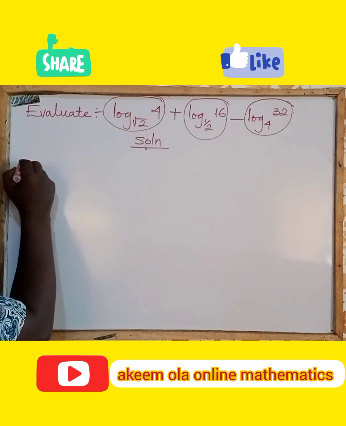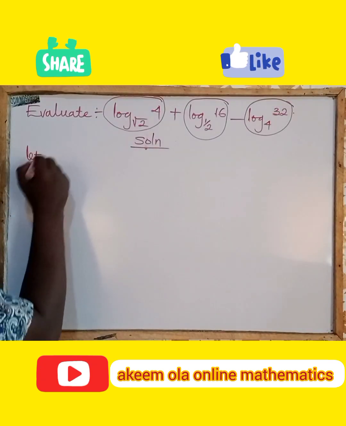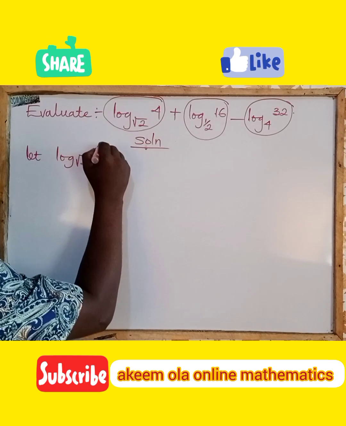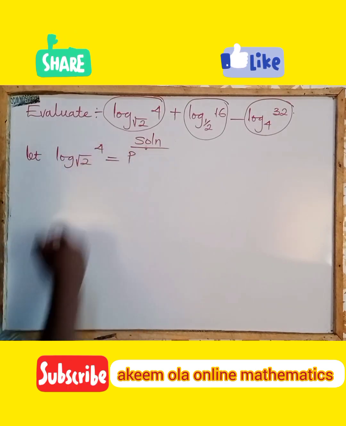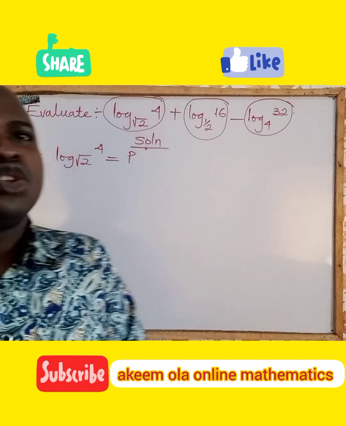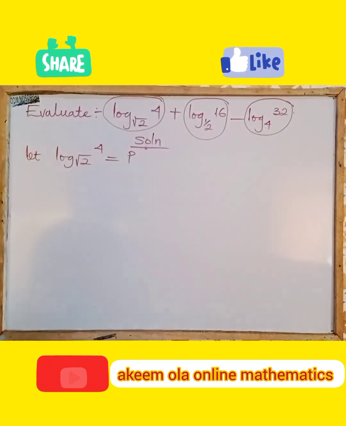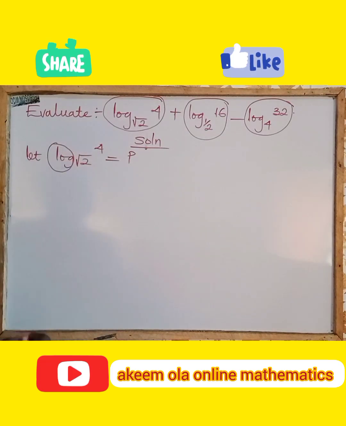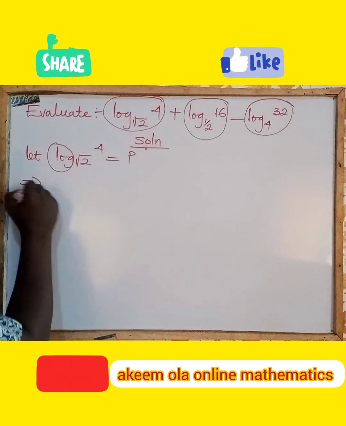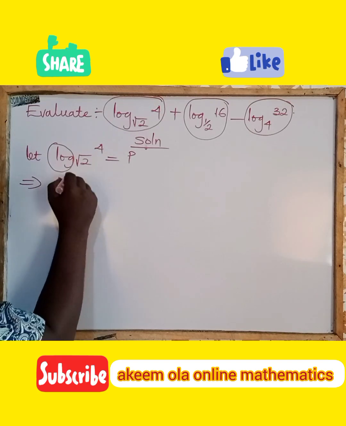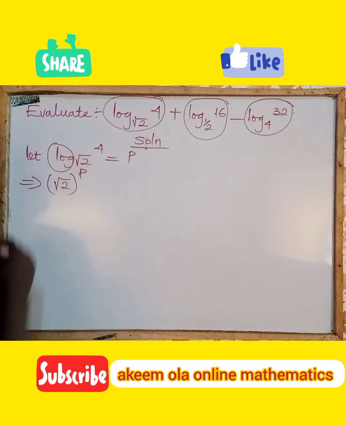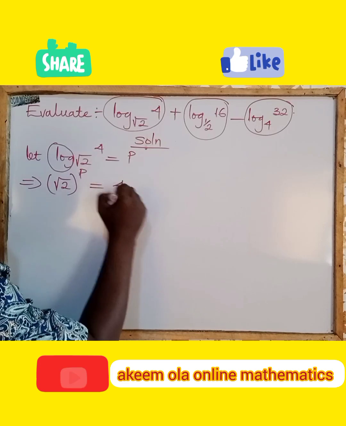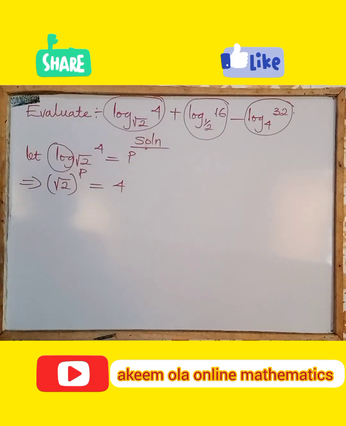So the first one I can write, let log √2 of 4 be equal to p. If it is equal to p, then the next thing I'm going to do is to remove this log sign. If I remove this log sign, that means I'm going to have √2 raised to the power of p is now equal to 4. So where do I go from here?